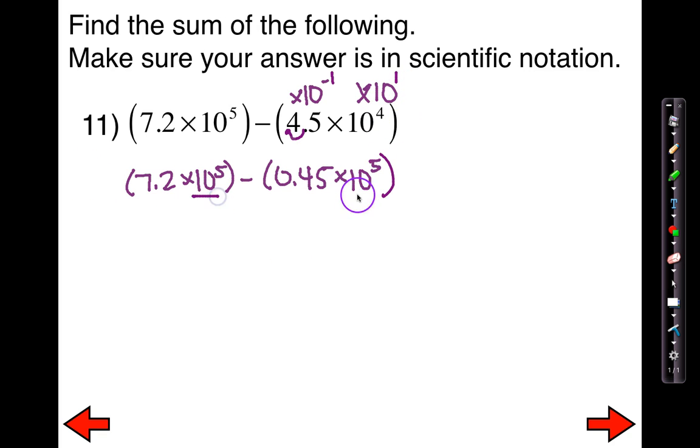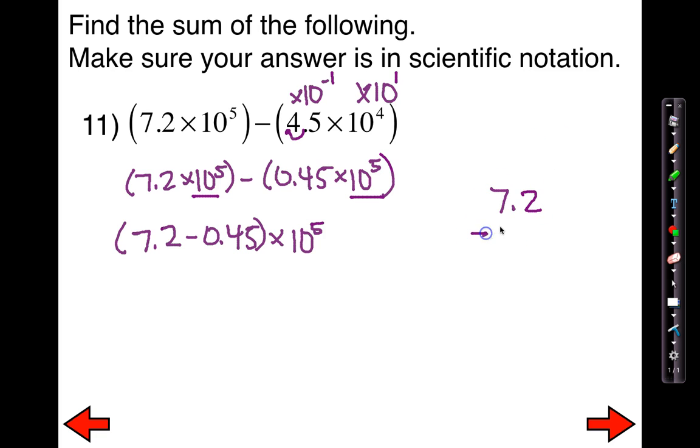At this point, the base and the exponents match up, so I'm going to combine like terms. 7.2 minus 0.45 times 10 to the fifth power. I'm going to do some side work. 7.2 minus 0.45. We're going to have to borrow.